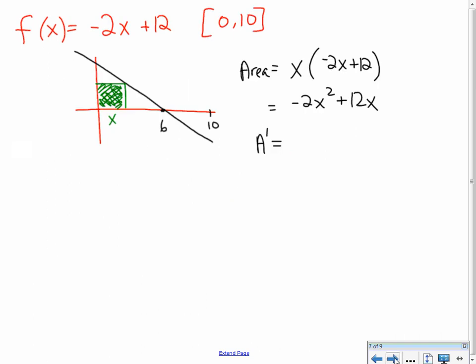All right, different problem, because all those examples were based on that same curve, negative x squared plus 8. Now we're going to go to a straight line, negative 2x plus 12, and we're restricted to between 0 and 10. So go back to your steps, draw the graph, draw the curve.